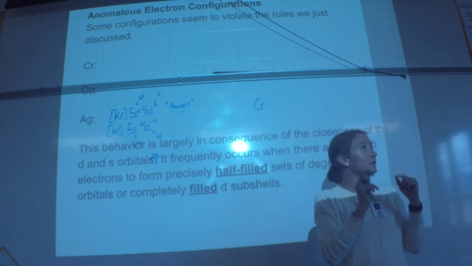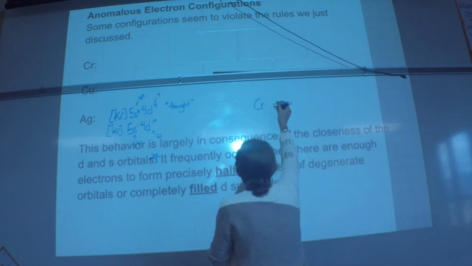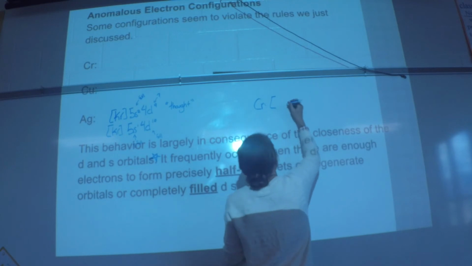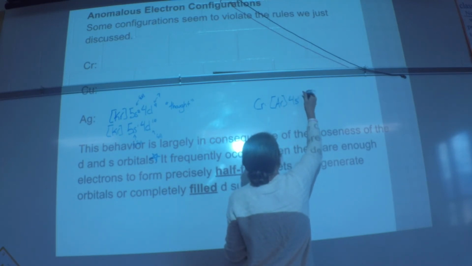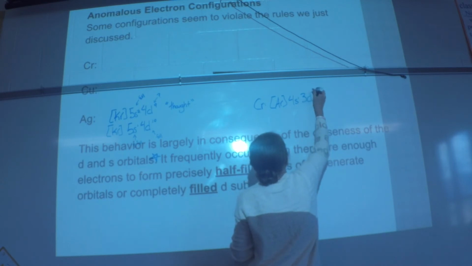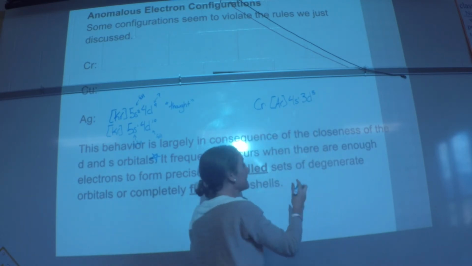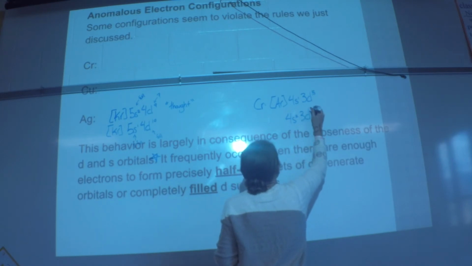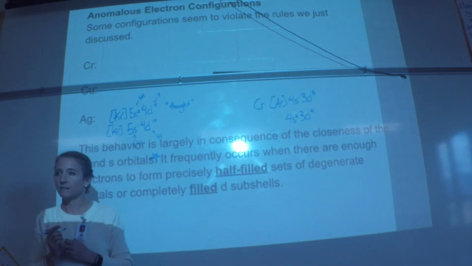So chromium's real configuration would be this. So chromium, so Ar, 4s1, 3d5. So this is what it really is, rather than what we would think.